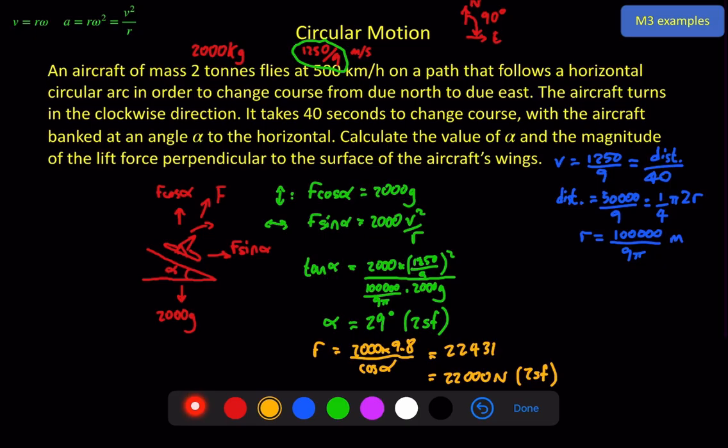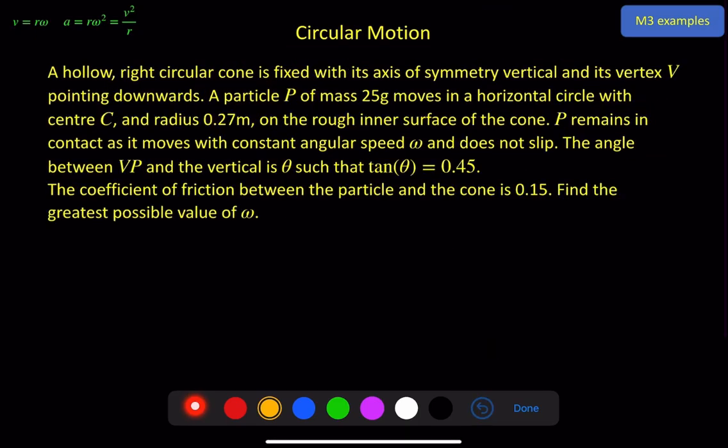One final example. A hollow right circular cone is fixed with its axis of symmetry vertical and its vertex V pointing downwards. So we've got a cone like this.